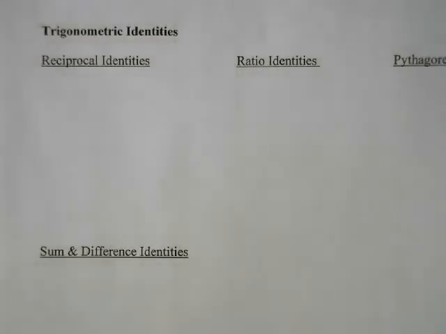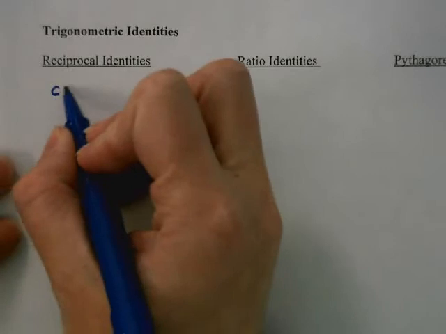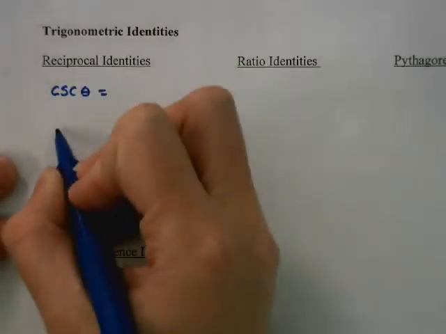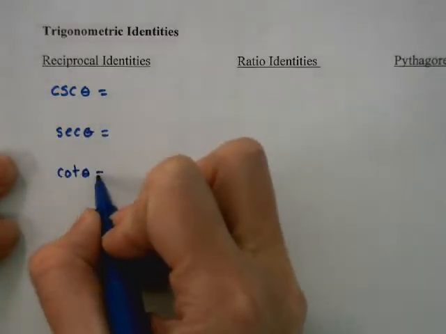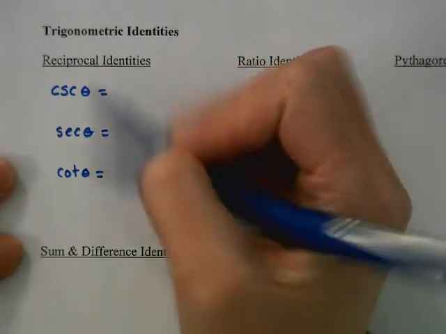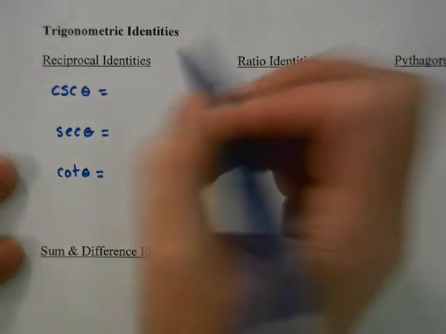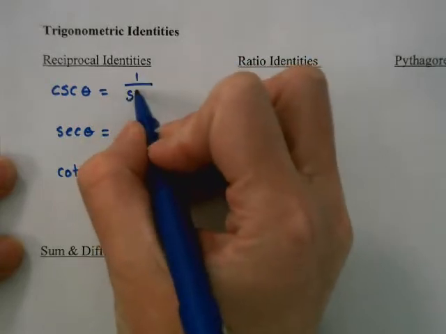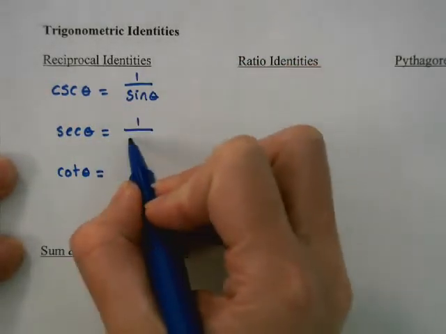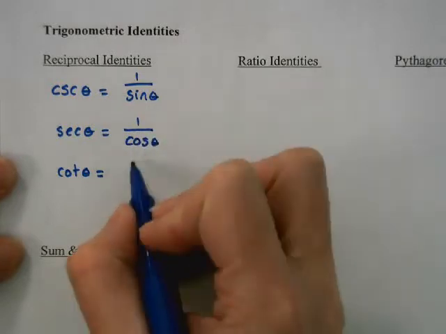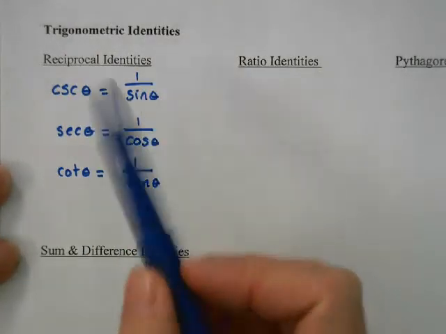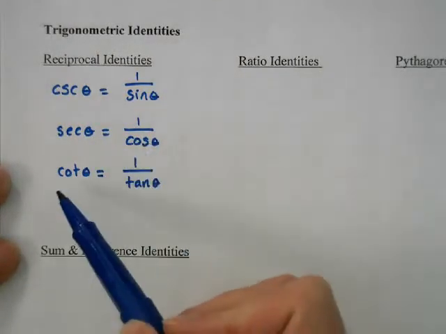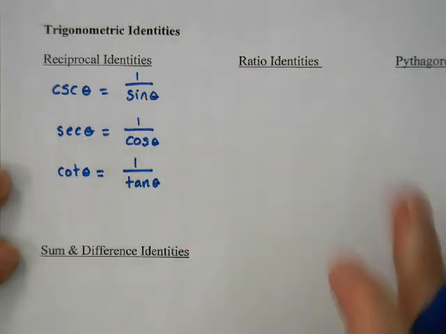First up are the reciprocal identities. There's technically 6 of these, but the 3 I'm going to focus on is cosecant, secant, and cotangent. Okay, we've talked about these before. This is nothing new, but these 3 are the reciprocals of our big 3: sine, cosine, and tangent. So cosecant is 1 over sine of theta, secant is 1 over cosine of theta, and cotangent is 1 over tangent of theta.